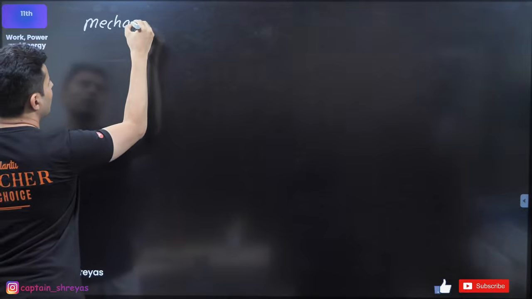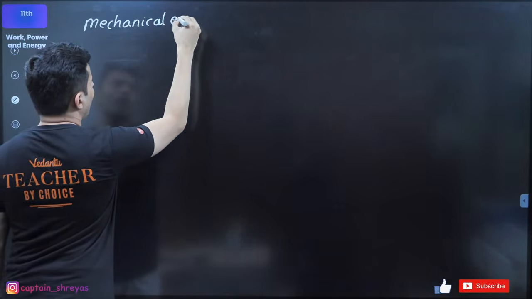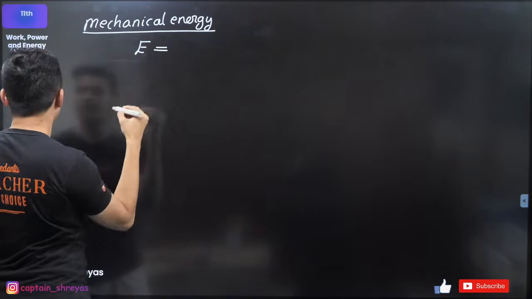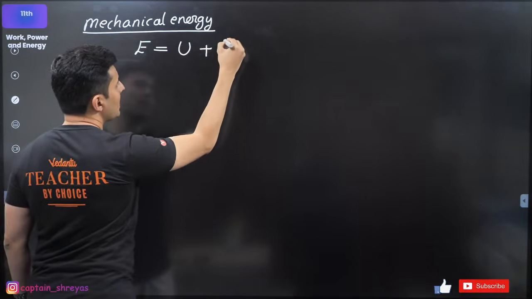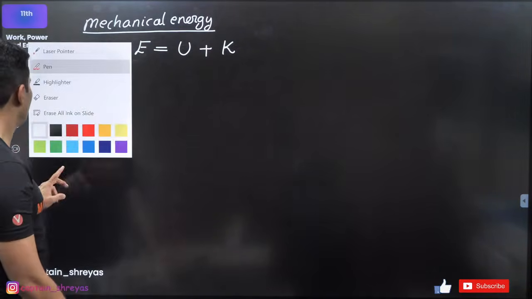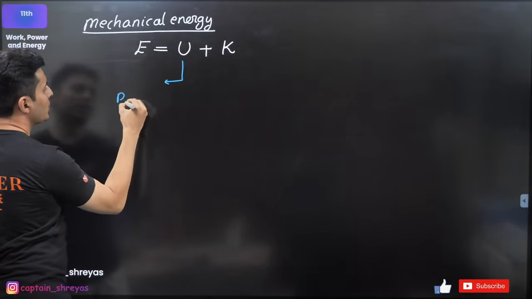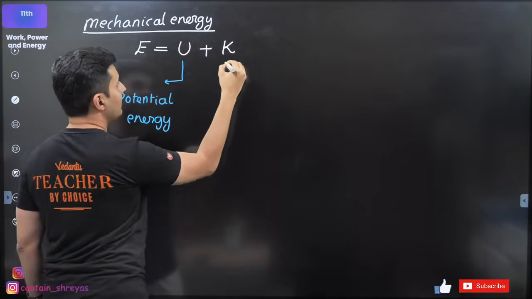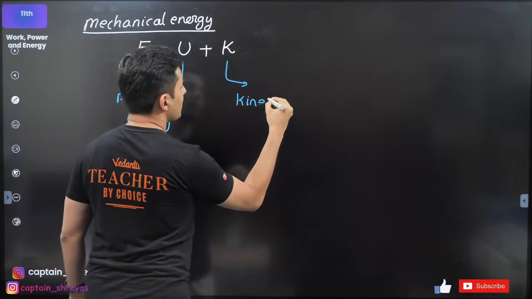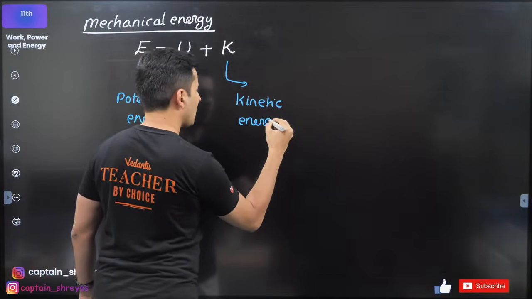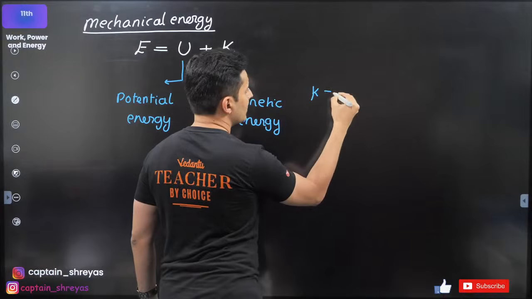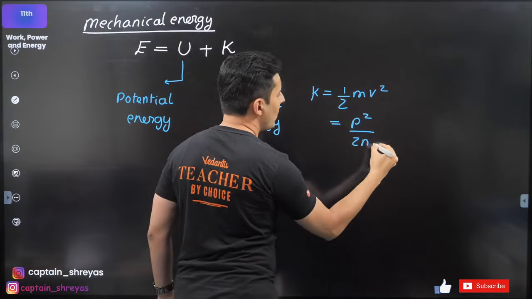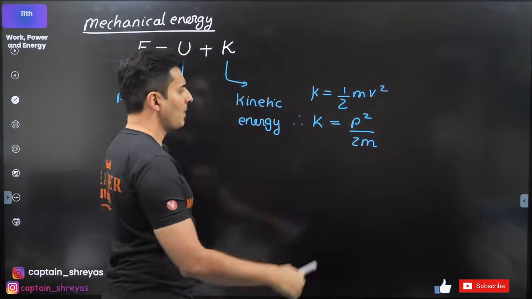So let me first talk about mechanical energy. Mechanical energy E is nothing but the sum of potential energy U plus kinetic energy K. The formula for kinetic energy is simply half mv square. You can also write momentum square by 2m. Both are the same thing.